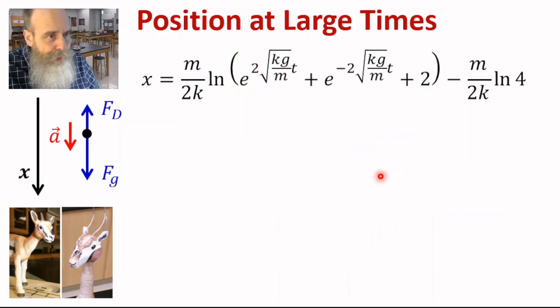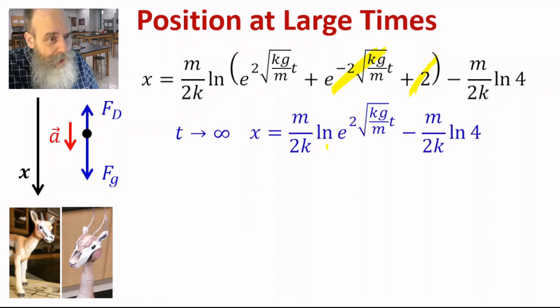Now let's look at what happens at large times. So here's our function. Now we want it for large values of t. This term is e to the negative infinity, which is just 0, so we can cancel this term out. And then this term is very large, much larger than the 2, so the 2 we can just cancel out. And so this is what we have. When t goes to infinity, x is m over 2k ln e to the 2 square root kg over m times t, minus m over 2k ln 4.